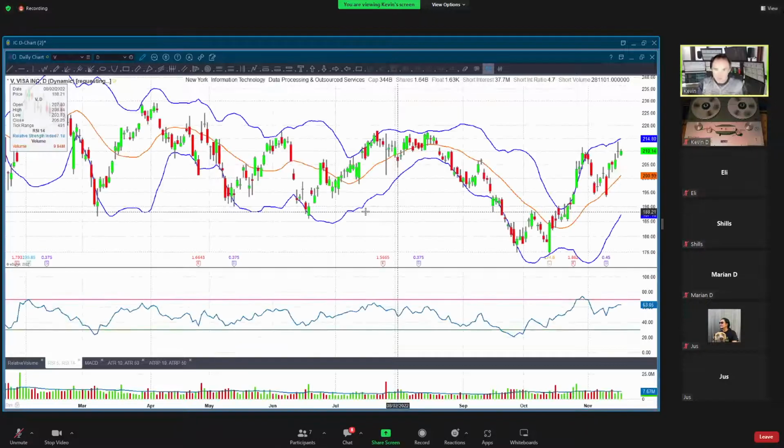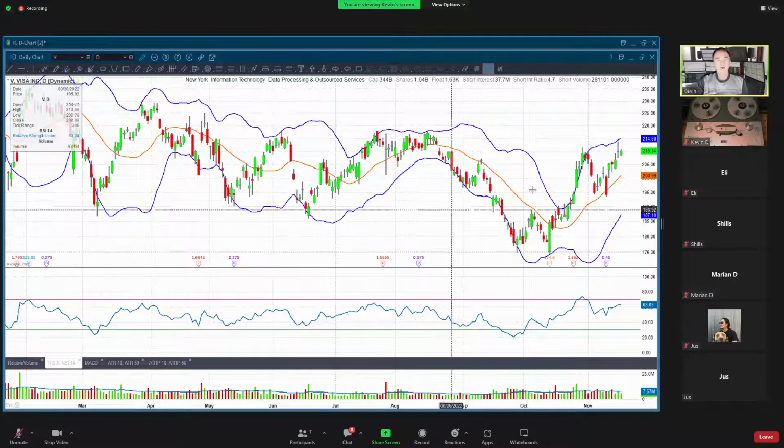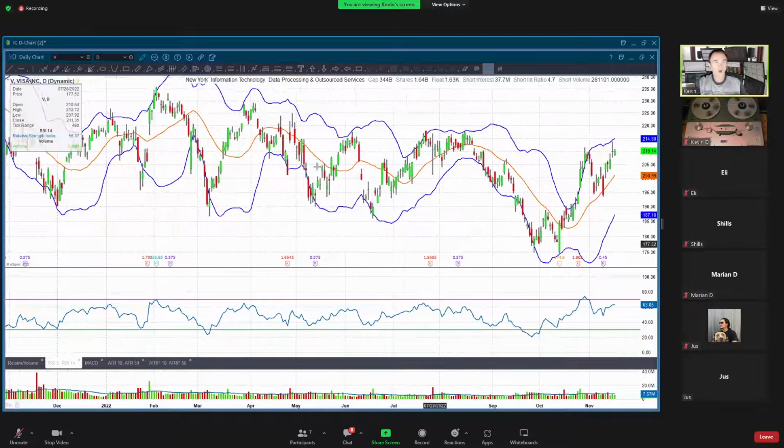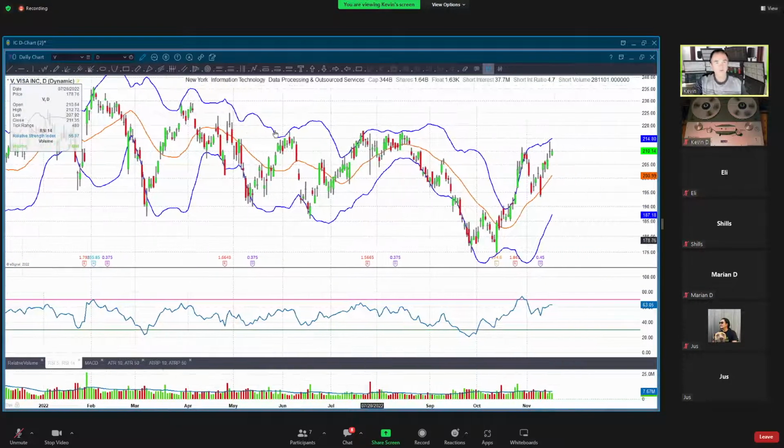This is a much more reasonable stock to be playing something like this in. This has a couple of things going for it. We've got a nice resistance level overhead. So let's draw that in.